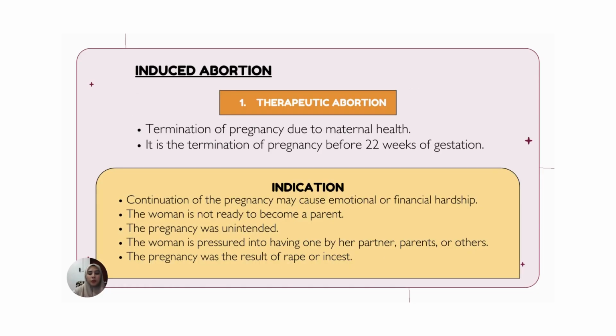Induced abortions have three categories. The first is therapeutic abortion, which is termination of pregnancy due to maternal health, before 20 weeks of gestation. The indications for therapeutic abortion are that continuation of the pregnancy may cause emotional or financial hardship, the woman is not ready to become a parent, the pregnancy was unintended, the woman is pressured into having one by her partner, parents, or others, and the pregnancy was the result of rape or incest.